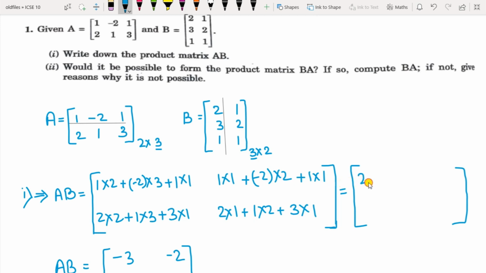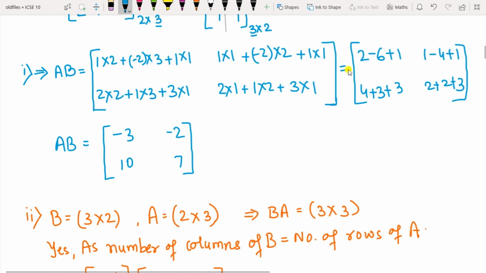So 2 1 is 2, 3 2 is 6, plus minus 6 and plus 1. This will be 1 1 1 minus 4 plus 1. This is 4 plus 3 plus 3 and this is here 2 plus 2 plus 3. So here the resultant product will be minus 6 plus 3 is minus 3, minus 4 plus 2 is minus 2, 4 plus 6 is 10 and 4 plus 3 is 7. So this is the product matrix.